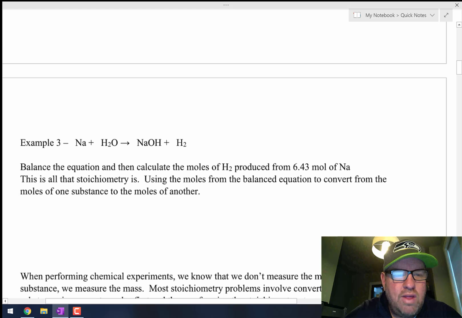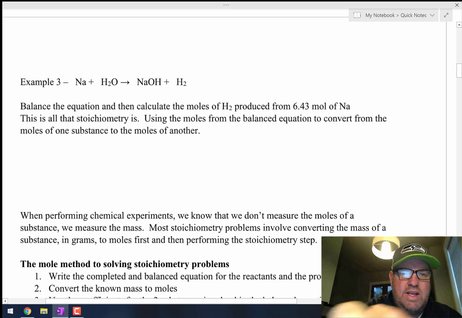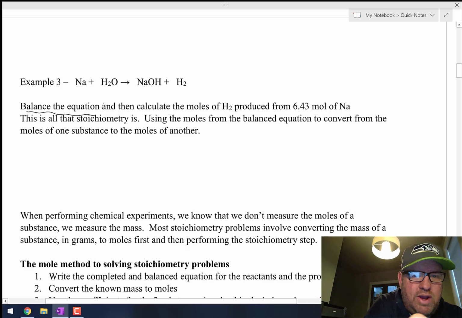Okay, one more and then we'll be done with this video. So in example 3, it says Na reacts with H2O to make NaOH and H2. First of all, it says balance the equation. So let's stop right there and let's go ahead and do that.